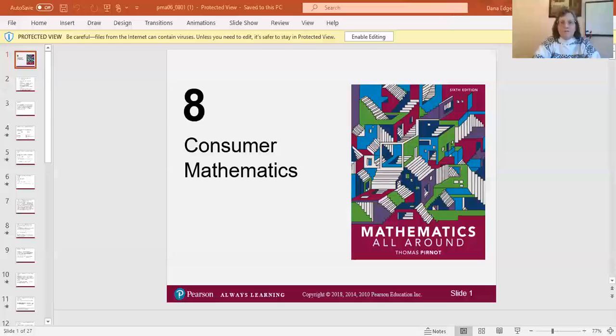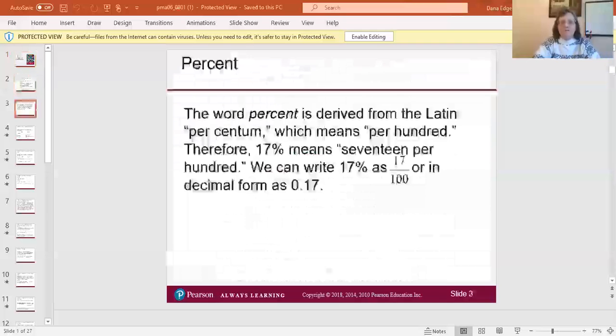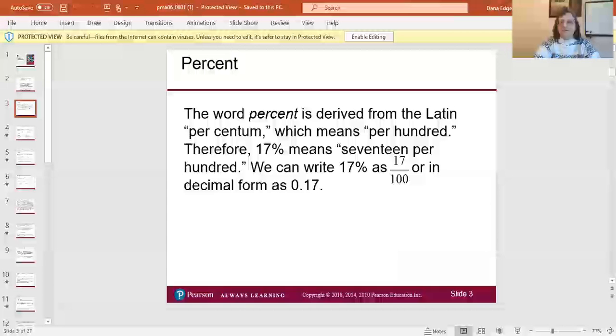Chapter 8, Section 8.1 involves percents, taxes, and inflation. Here's what we're going to cover. Of course, percent means per 100. So any percent refers to how many 100ths you have in that piece.